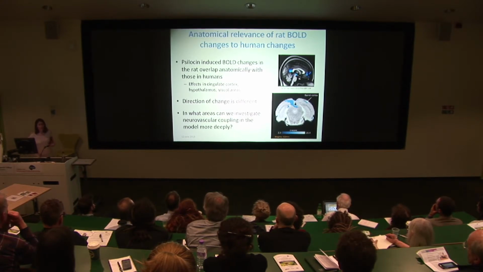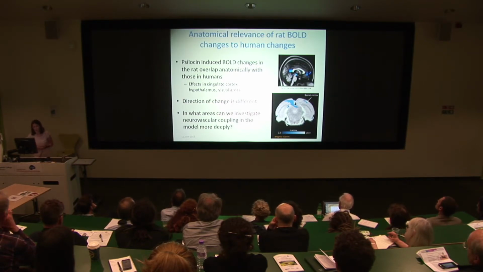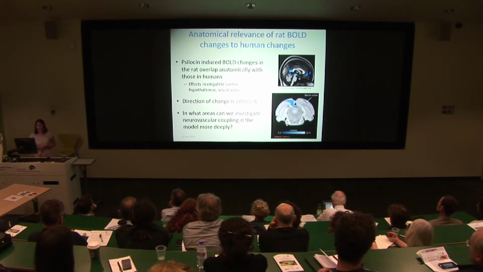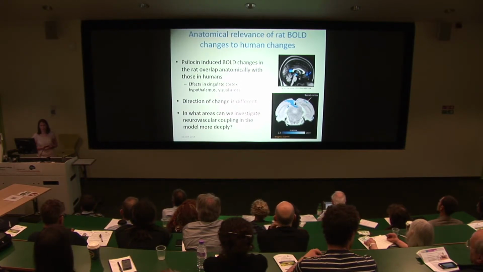So obviously the direction of our changes conflicts directly with what Robin sees, but we do see some anatomical overlap. For instance, our effects on cingulate cortex, the hypothalamus and visual areas agree with the human studies. And despite the differences in directionality of changes, we thought it was still worth persisting with trying to investigate these BOLD responses a little bit further.